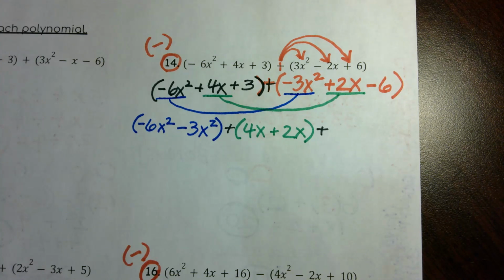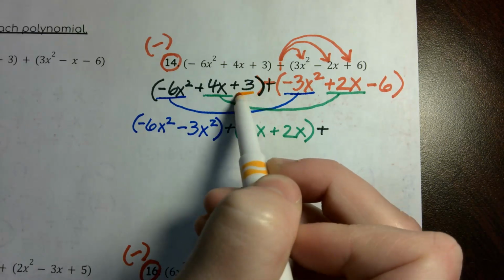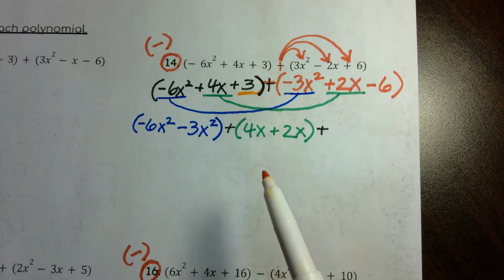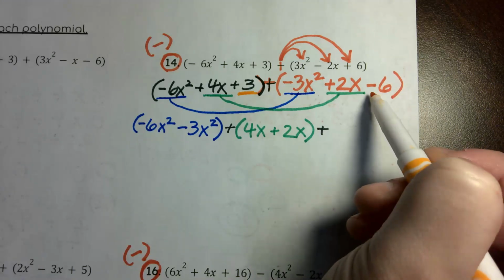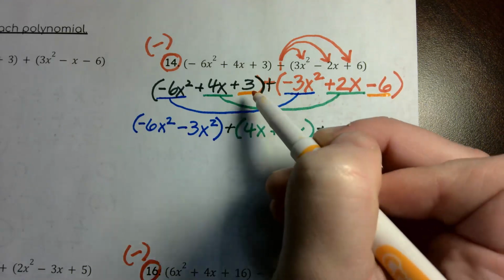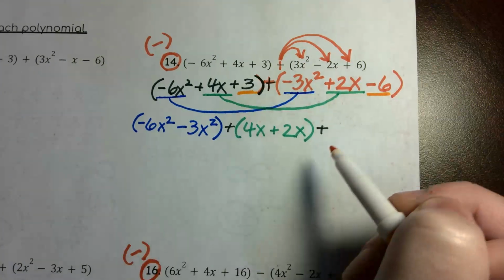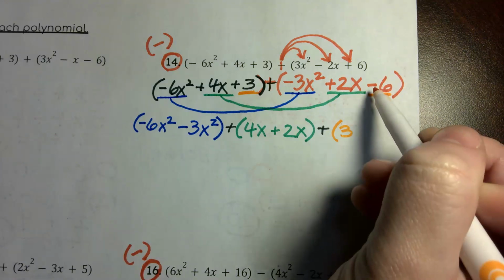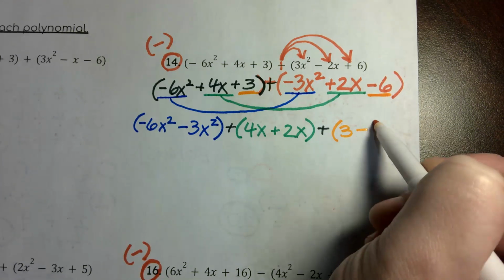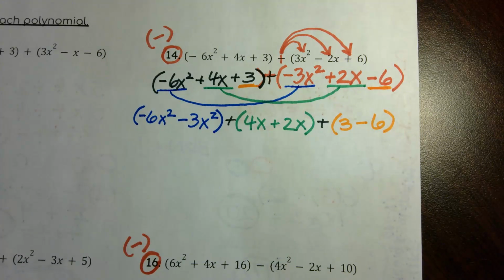And finally, we have our non-variable terms. I've got a positive 3. Do I have any other numbers without variables? Negative 6. Pay attention to that sign there. We have a positive 3, a negative 6, or minus 6. So what I'm going to put here in parentheses is 3 minus 6. Okay. Is everybody to that point? We need a second to write.